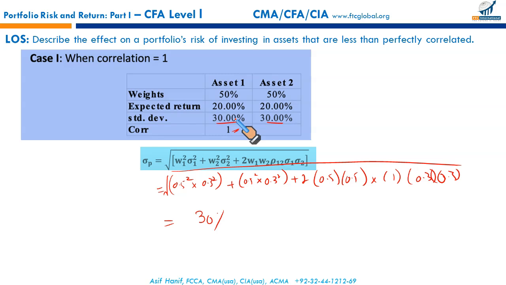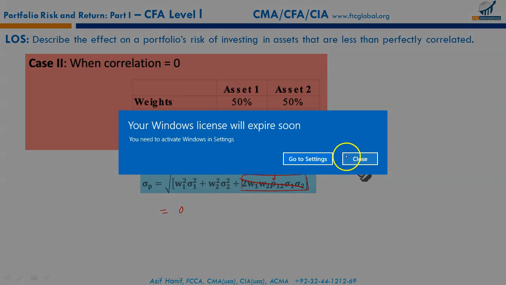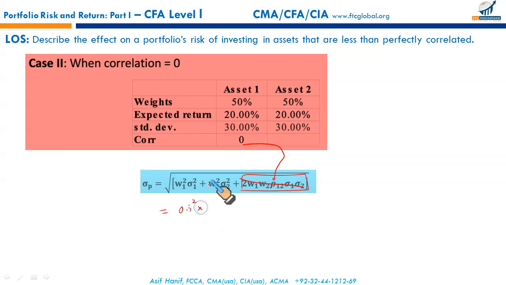Now let us take on another situation. In this case, the coefficient of correlation is 0, which means when you replace 0 with this whole element, it will become 0. So what you will have, basically, is 0.5 squared times standard deviation 0.3 squared, plus 0.5 squared times 0.3 squared, and then the square root of this value. So you'll get 21%. Yes, portfolio risk is reduced with the addition of two assets that are not perfectly correlated. So when the correlation coefficient is 0, yes, there has been a risk reduction, right?